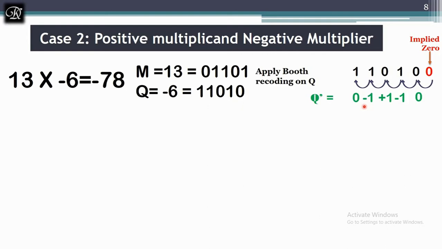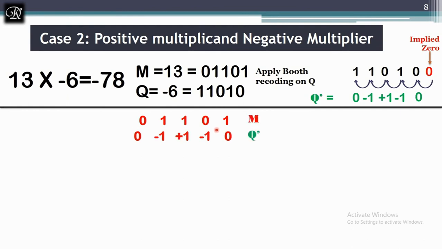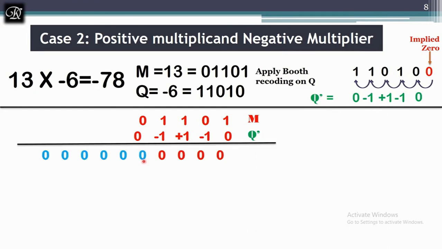When we are performing the multiplication, again you take 0 1 1 0 1, that is m, and 0 -1 +1 -1 and 0, which is the new q. Let's perform the multiplication. As before, we have to find each partial product for 2n bits. So m is multiplied with 0, as before it remains 0, and the sign of this partial product is 0. So all the remaining bits which I have highlighted in blue are 0 because the sign is 0.